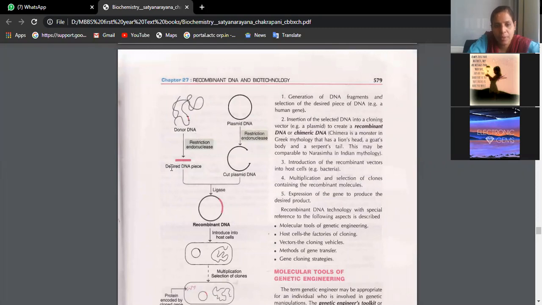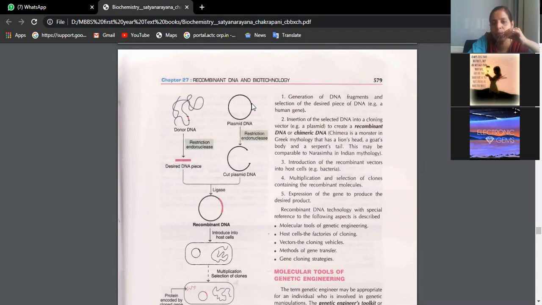So donor DNA, that is the desired DNA piece you have cut by making use of the enzyme restriction endonuclease. Now this desired DNA piece we should incorporate into plasmid DNA. This plasmid DNA we usually find in bacteria. The extra nuclear genetic material present in bacteria is called plasmid. Apart from the free open genetic material inside the bacterial cell, we also have extra nuclear genetic material in the bacterial cell. Those are called plasmids.